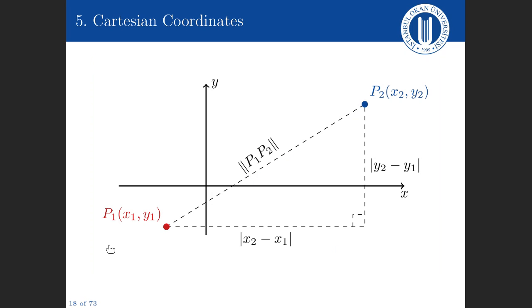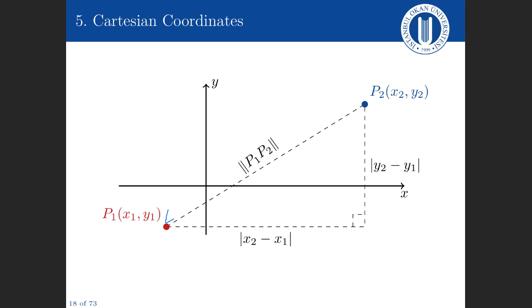We can talk about the distance between 2 points. Let's suppose I have 2 points, a point P1 and a point P2. Point P1 has coordinates x1 and y1. Point P2 has coordinates x2 and y2. The length of this horizontal line is the absolute value of x2 minus x1. And the length of this vertical side is the absolute value of y2 minus y1.